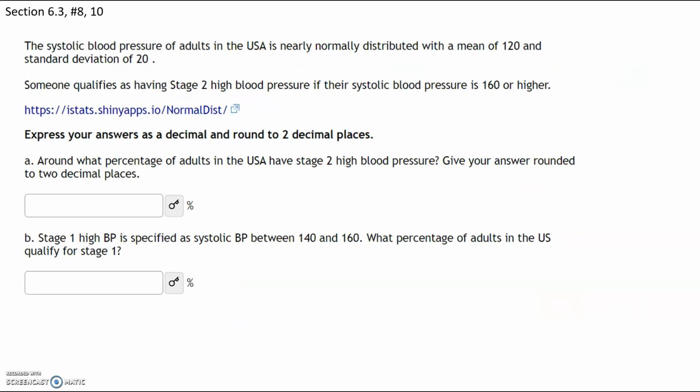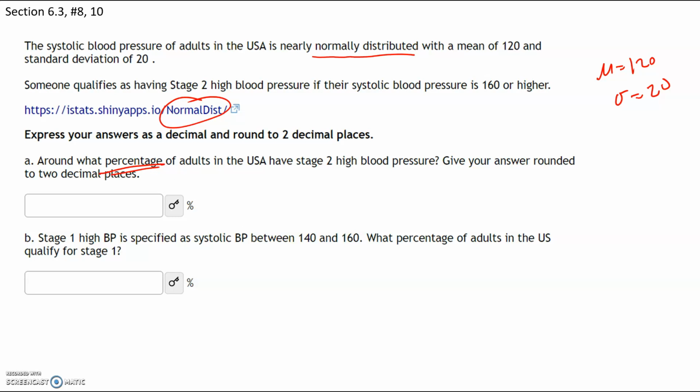Okay, so this one says systolic blood pressure of adults in the US is normally distributed. Anytime you see this, we're going to click on the normal distribution calculator with a mean of 120 and a standard deviation of 20. So make sure you put the mean as 120, the standard deviation is 20. Someone qualifies as having stage 2 high blood pressure if their systolic blood pressure is 160 or greater. So part A says, around what percentage, now notice it says percentage in this case. What percentage of adults in the US have a stage 2 blood pressure? Give your answers rounded to decimal places.